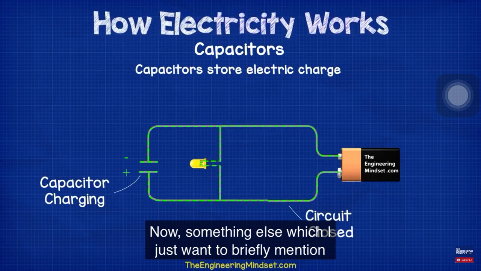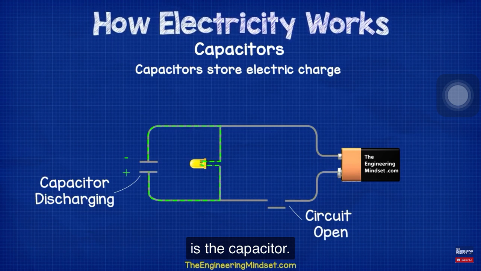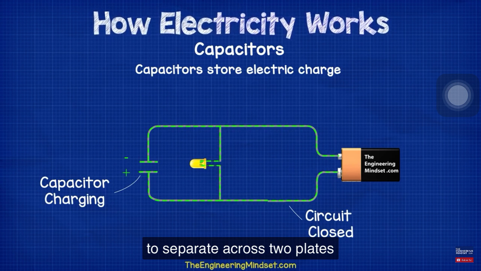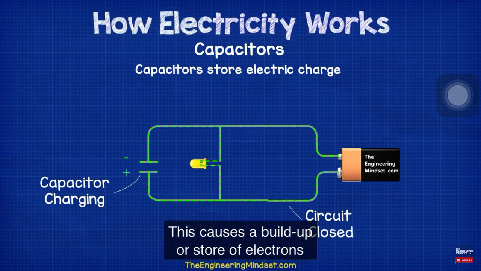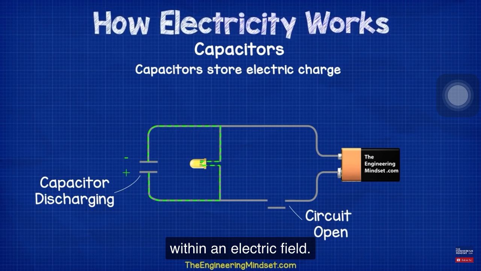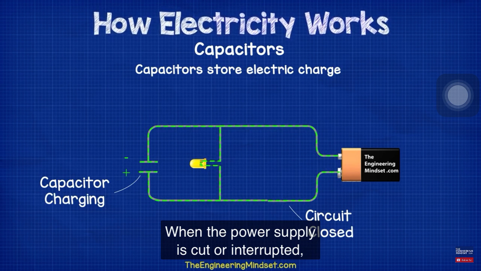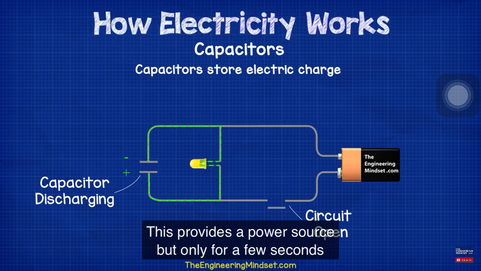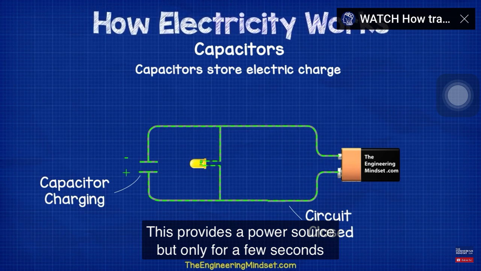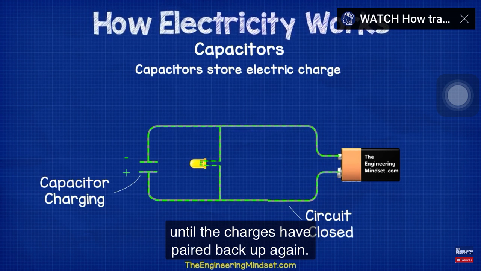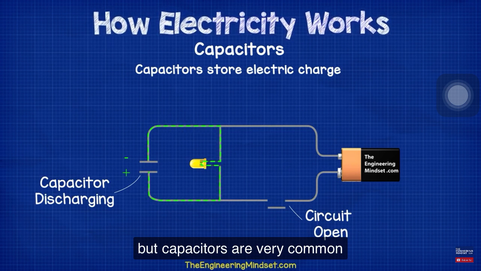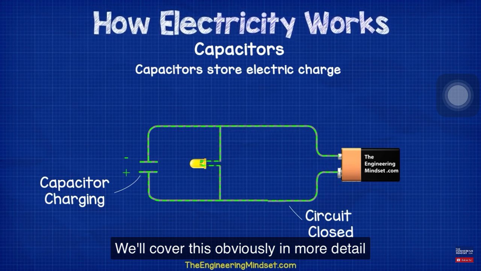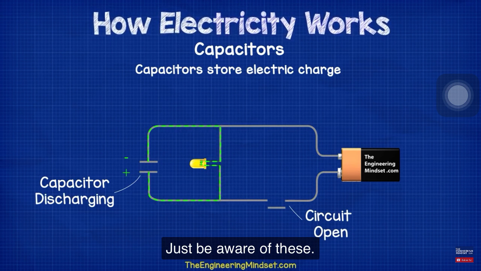Now something else which I just want to briefly mention is the capacitor. A capacitor forces positive and negative charges to separate across two plates when it is connected to a power supply. This causes a build-up or store of electrons within an electric field. When the power supply is cut or interrupted, these charges will then be released, flow around and meet again. This provides a power source but only for a few seconds until the charges have paired back up again. It's slightly similar to a battery, but capacitors are very common and they're in almost every single circuit board. We'll cover this in more detail in a future video, just be aware of these.